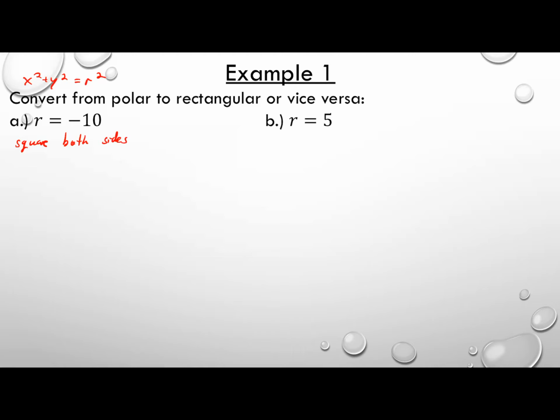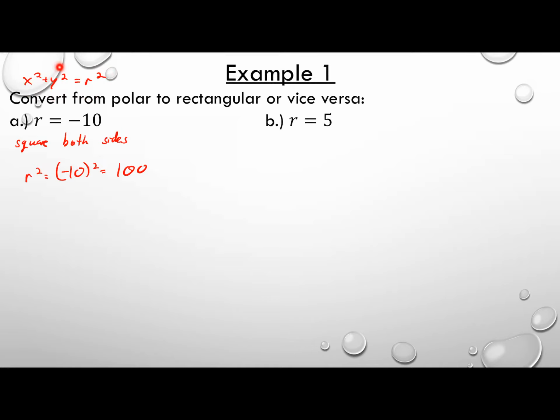So if you square r, it just becomes r squared. And if you square negative 10, that becomes positive 100. Okay, now why did we just square both sides? Well, we squared both sides because now we can use this identity.